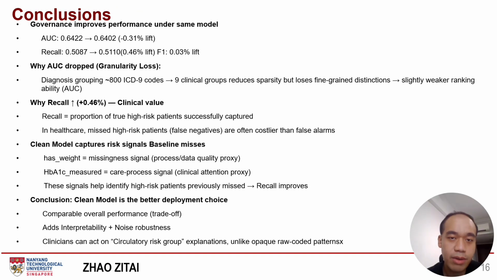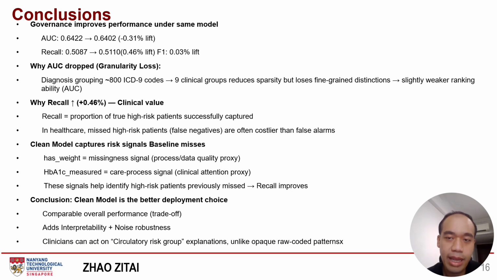This slide gives us conclusions. With the same model, the governance pipeline shows a trade-off. AUC drops slightly, but recall improves. AUC decreased because grouping over 800 ICD-9 codes into 9 clinical groups reduced detail. Recall improves because we catch more true high-risk patients, and in healthcare, missing them is costly.